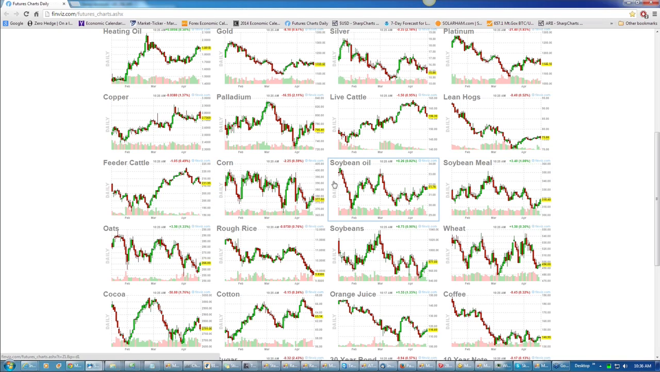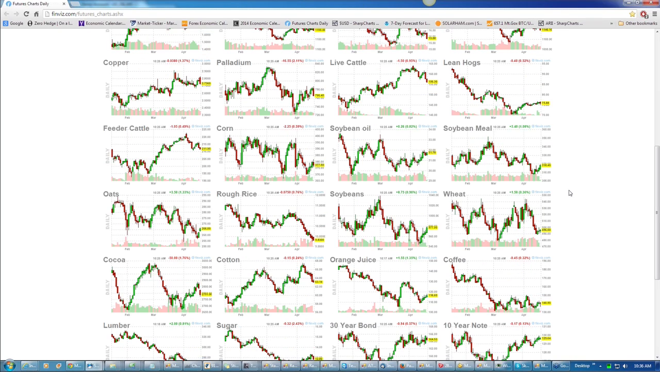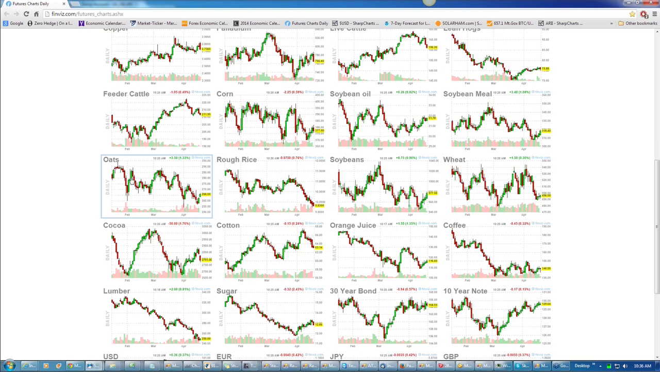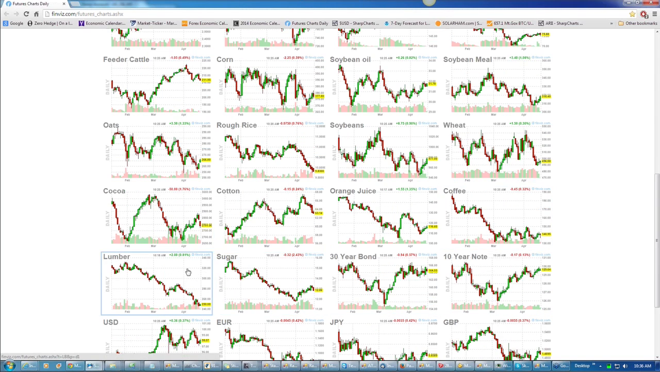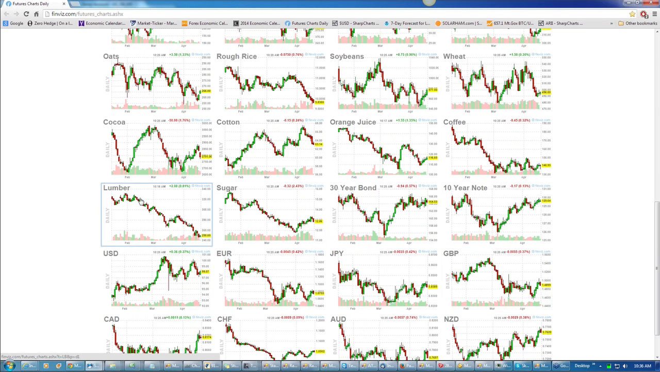This time of the year is always interesting for grains, obviously with the weather aspects in North America. So a lot of variables involved there. Most others, the softs, that's what they call cotton, cocoa, oats, coffee, they're all pretty much down. Lumber's been getting beat up, probably a little bit of a slowing housing market.